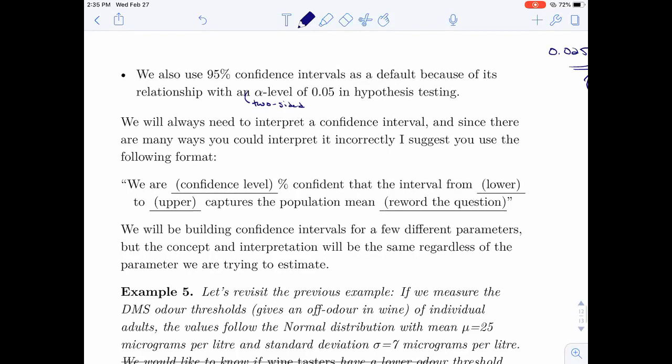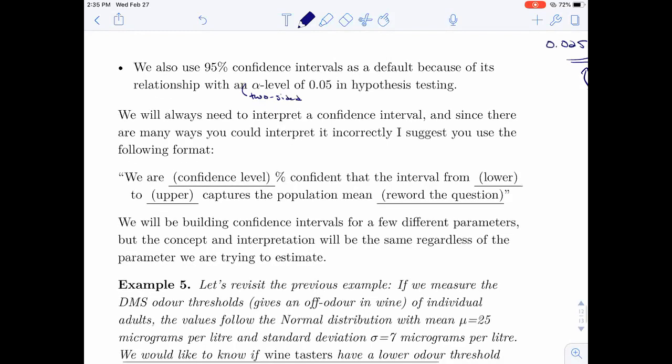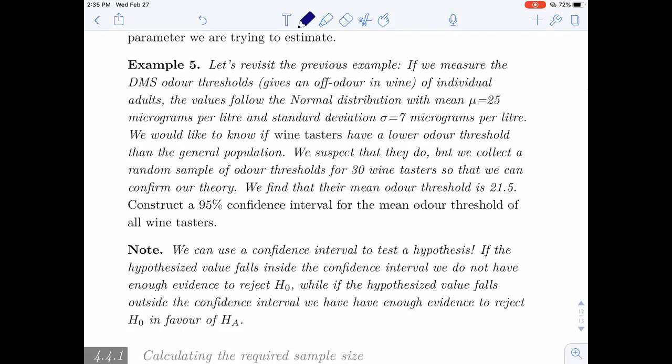Okay. So here, I've just copied the previous example. It's the wine taster one. I know it's not that fun, but at least we know the numbers and we're kind of familiar with the question. Saves us some time. At the end, I've asked you to construct a 95% confidence interval for the mean odor threshold of all wine tasters. All wine tasters is the population, so the population of wine tasters.